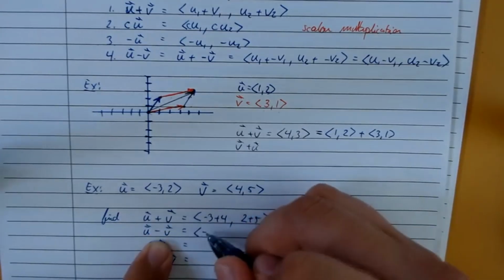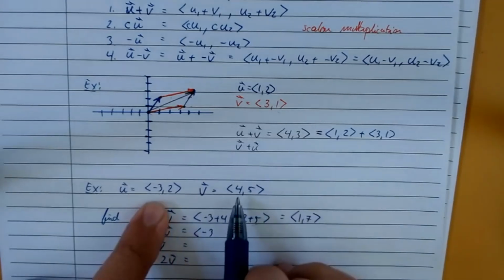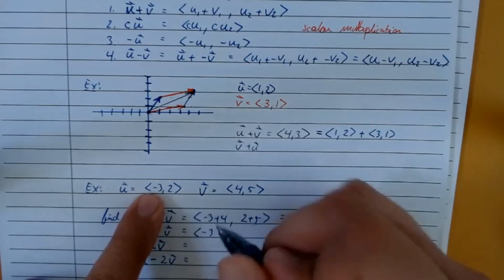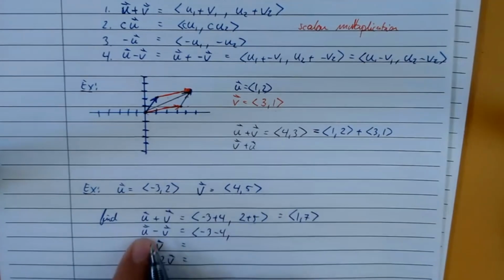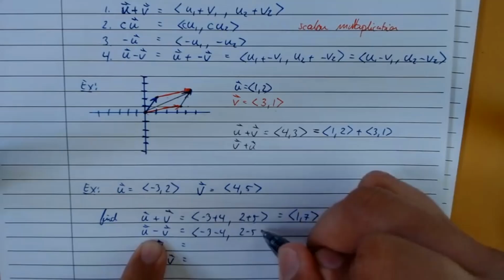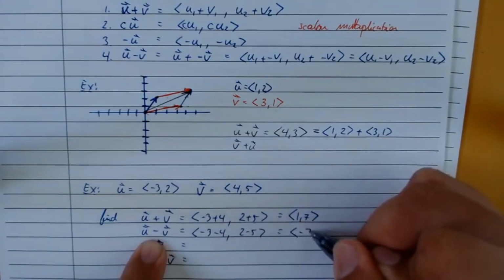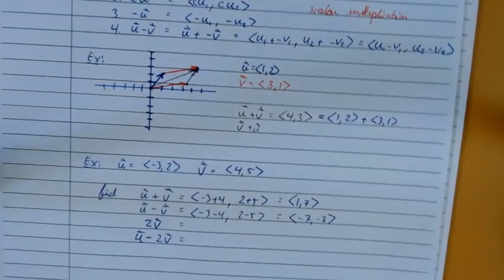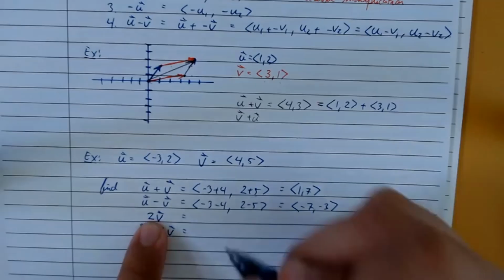Subtraction is simply component-wise subtraction of the components of the vectors. Here we take -3 minus 4. Remember to keep them in order, u, then v. If it was v minus u, you do it the other way around. And then here that's going to be 2 minus 5. So that would give us -7, -3. And that's vector subtraction. Scalar multiplication.